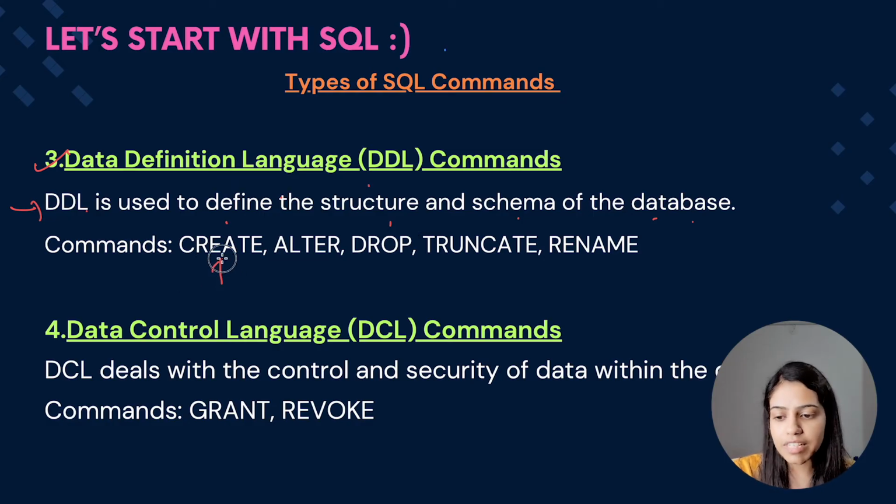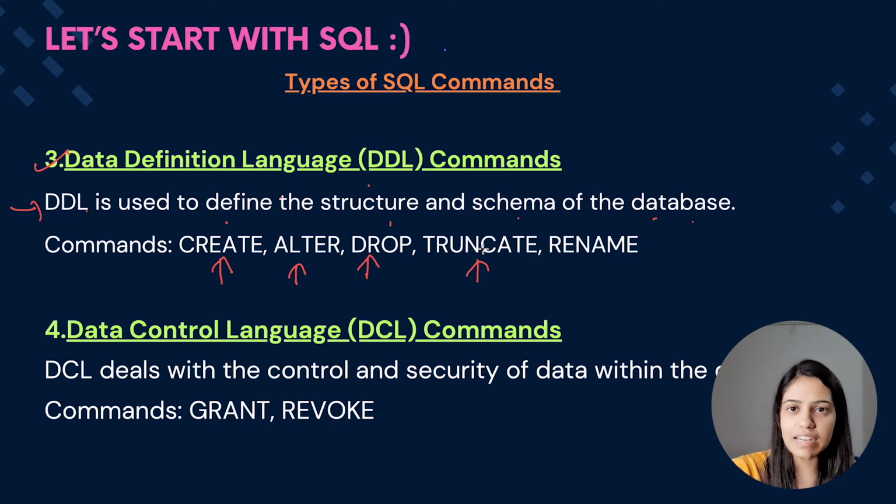So the commands which we can use is create. Create usually helps us to create tables or create databases. Alter command is used to modify an existing database or modify an existing table. Drop command is basically used to delete the entire table from the database. Now truncate. Truncate command doesn't delete the entire table. It deletes the data which is present in the table. And rename command is used to rename a table.